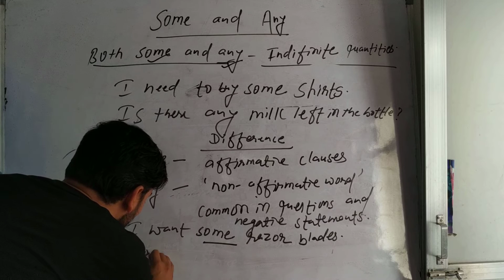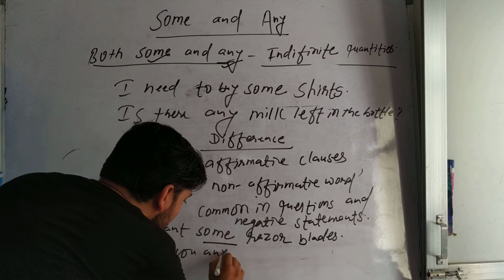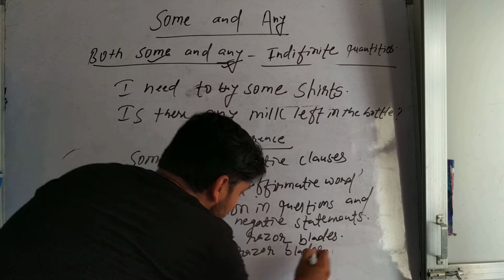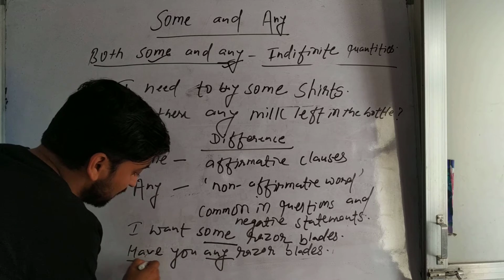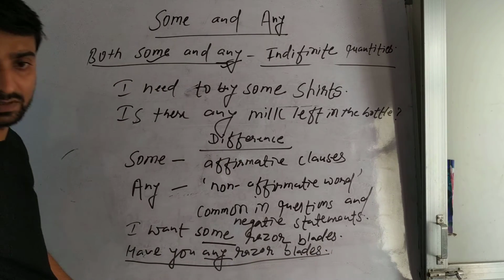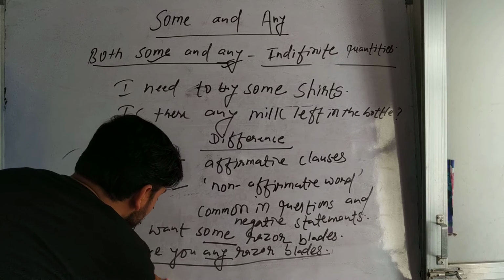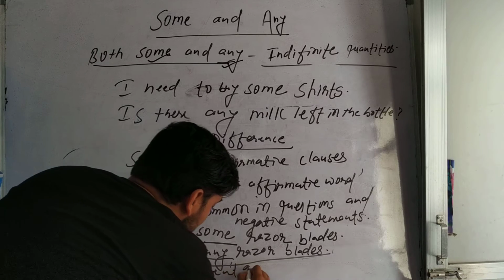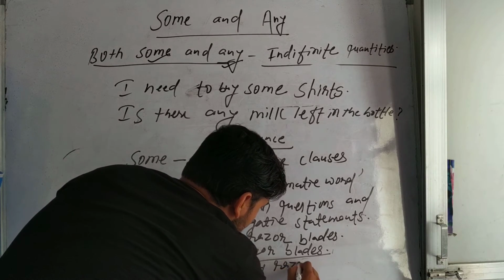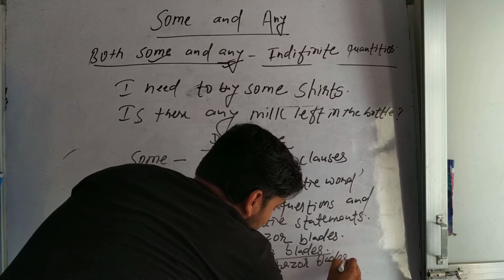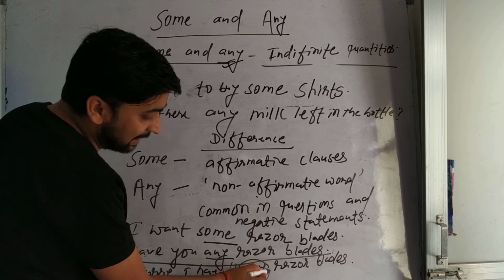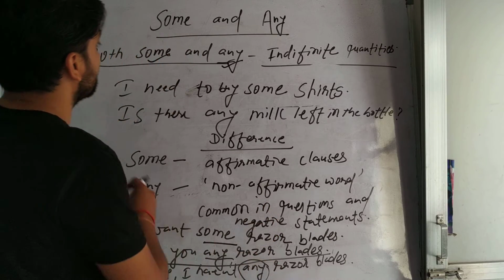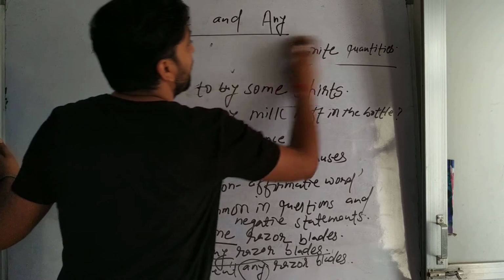Similarly, have you any razor blades? Here I have used any because it is what kind of sentence? Question sentences. Similarly, even you can say like this: sorry, I haven't any razor blades. So here too you can see I have used any, and what kind of sentence is this? It is a negative sentence. So these are the differences between the use of some and any.